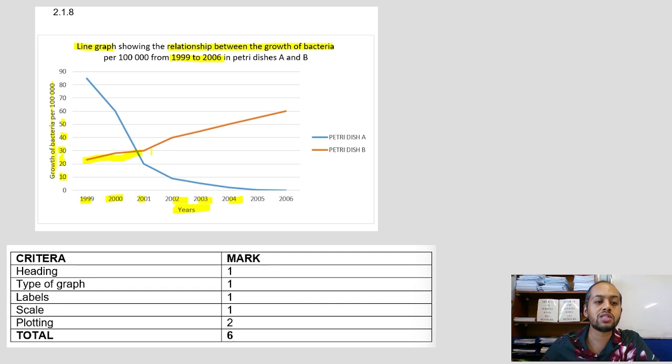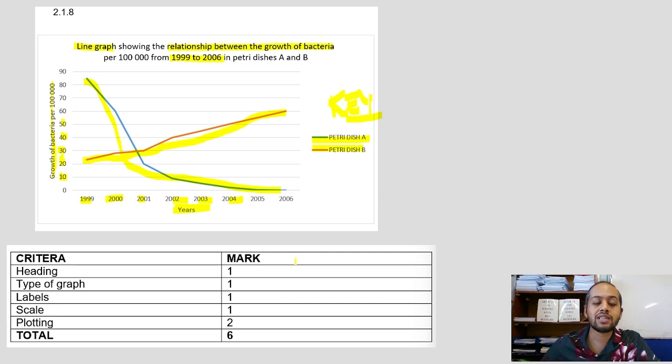You plot your points and you have an accurate line for Petri dish A, and you have an accurate line for Petri dish B. And then you plot your points of Petri dish A and you join the dots to draw your line graph. You make sure that you have a key here at the side of your graph because you are drawing 2 line graphs on the same set of axes.